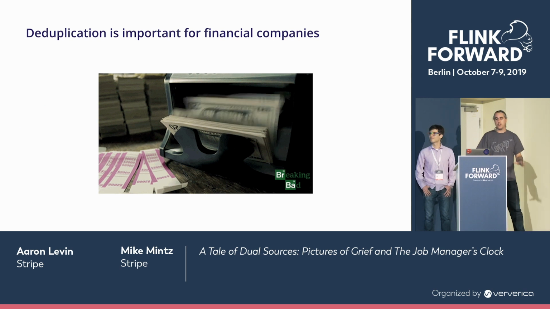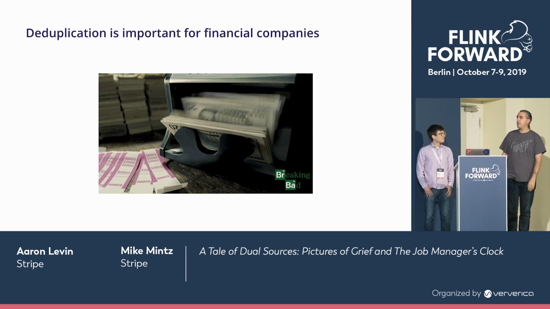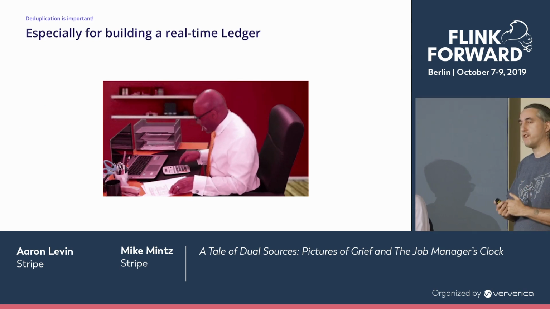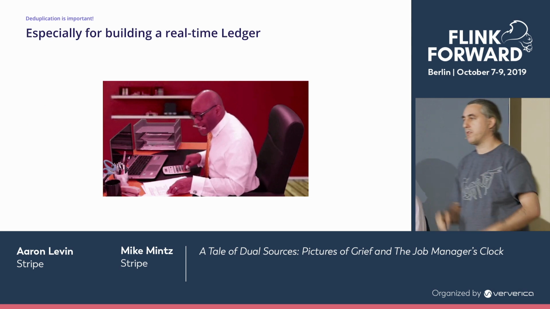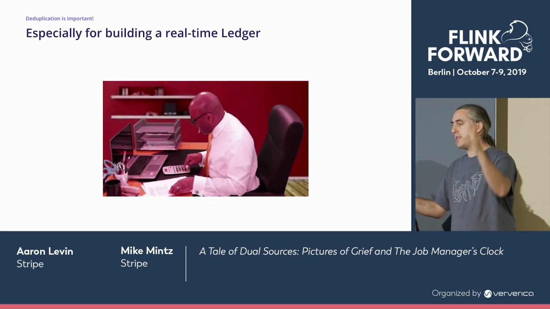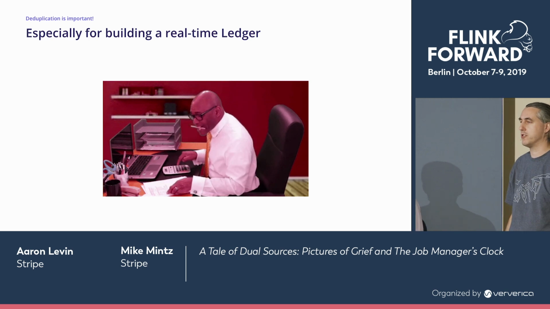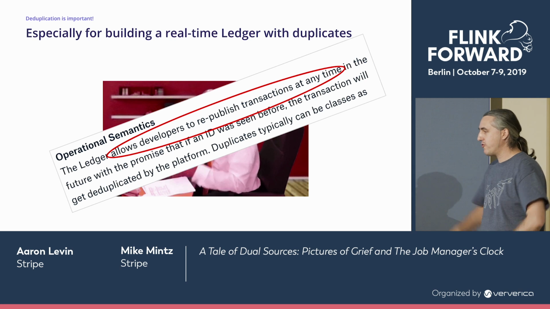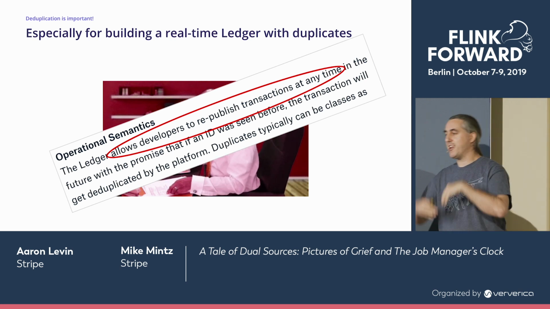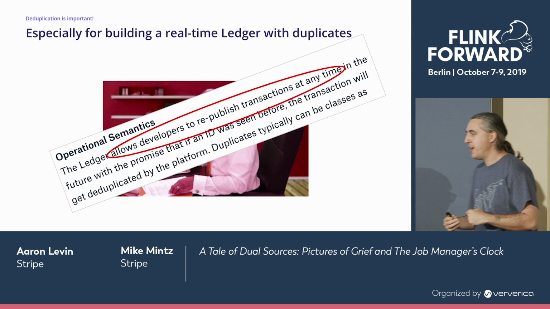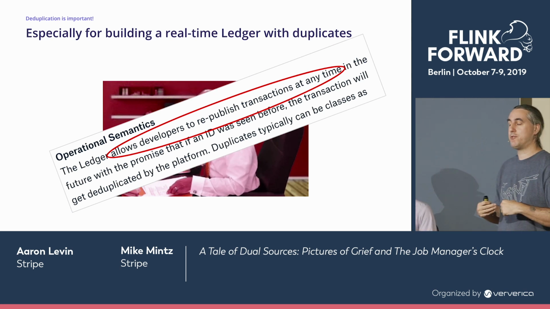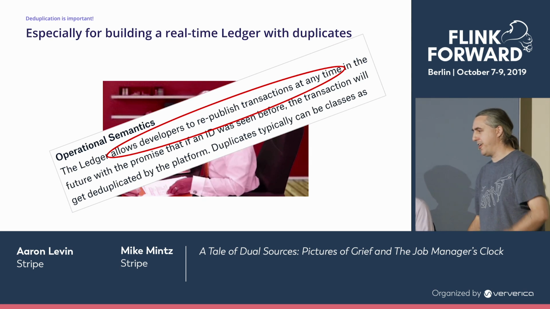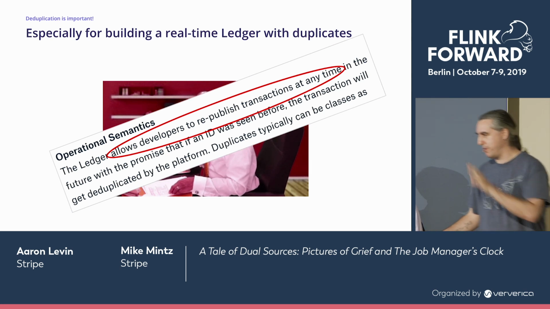Now, as you can imagine, deduplication is probably important for a financial company like Stripe, especially if you want to provide a real-time ledger. For those who haven't been tortured with financial terminology, a ledger is something that contains all the financial actions against a merchant at Stripe. And we didn't just want to build a real-time ledger, we wanted to build a real-time ledger containing all the financial actions for every merchant on Stripe that allows any developer at Stripe to republish these transactions at any time, for reasons that are beyond the scope of this talk and my psychological health.